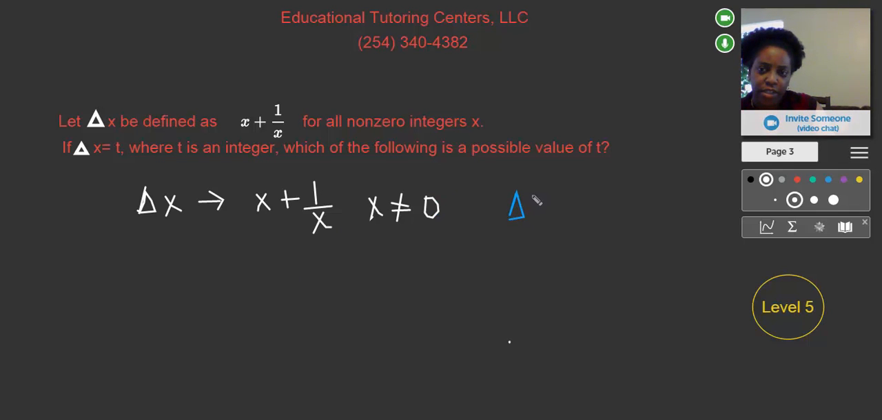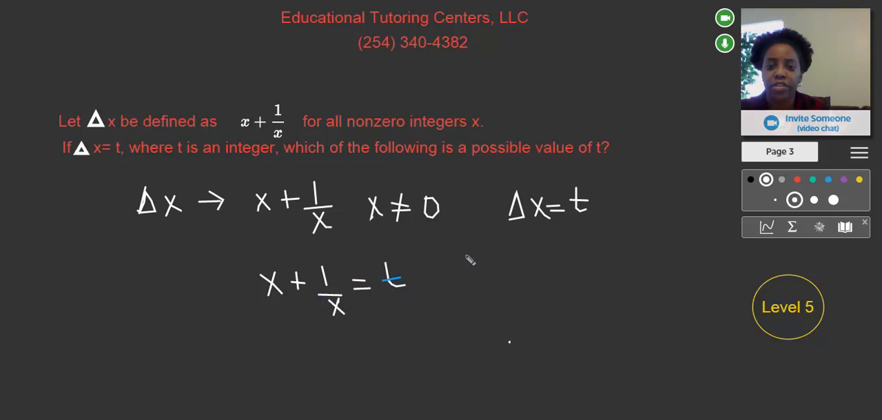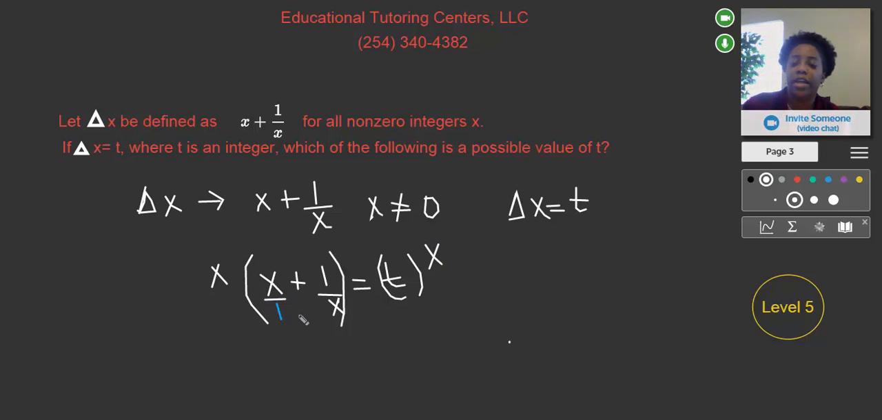So it tells us that delta x is equal to t. Okay, and we're going to let delta x be defined as this expression here. So let's go ahead and set these two expressions equal to each other, and then see where we can go with this. Okay, so since I have a fraction and what could be considered a whole number on the left, I'm going to multiply both sides by the common denominator, okay, which is x. Because if this were a fraction, it would be represented as x over 1. And so the common denominator would be x.